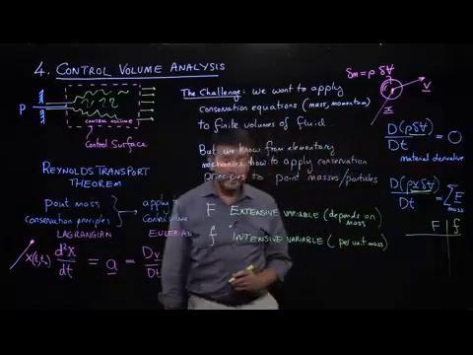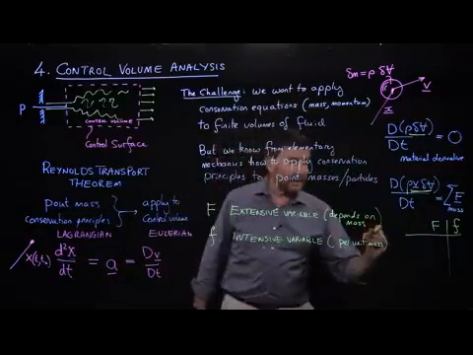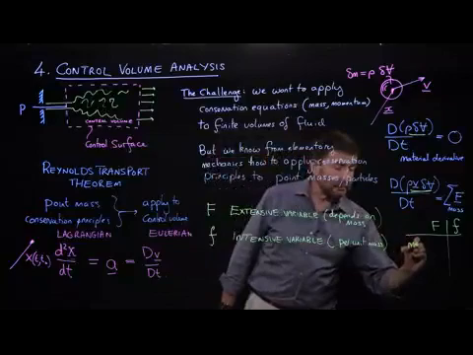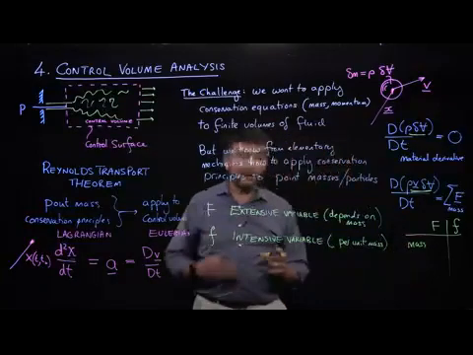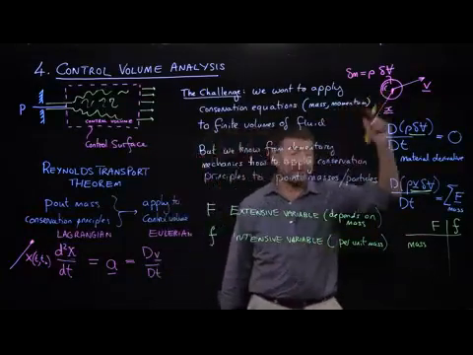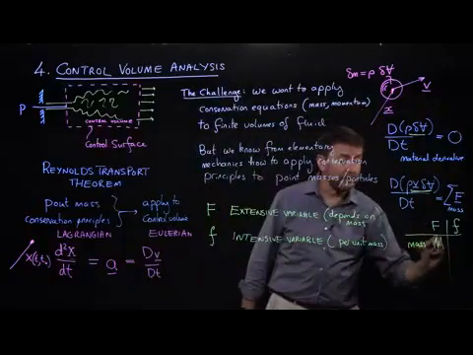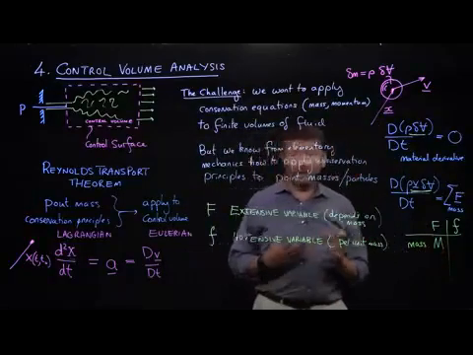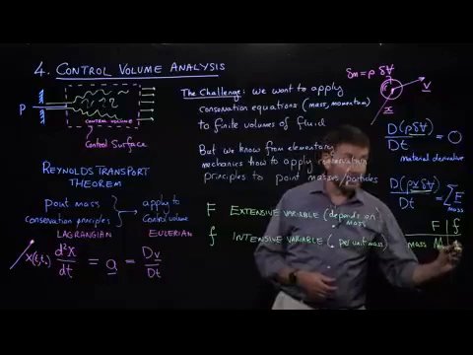The simplest one that we might think about is mass. The extensive quantity is indeed nothing but the mass of our object, or the mass of the system. And so the intensive quantity is the mass per unit mass, which is just 1.